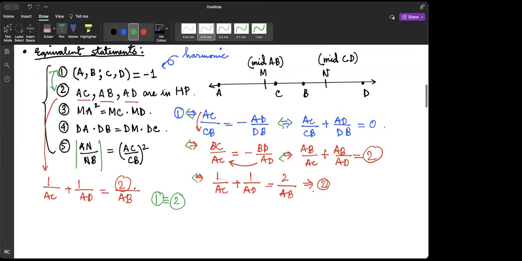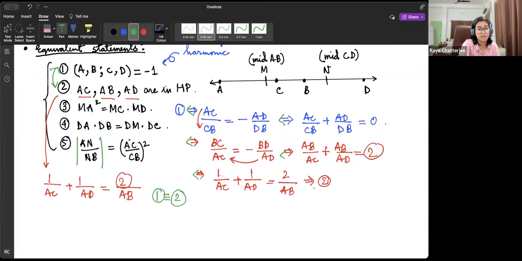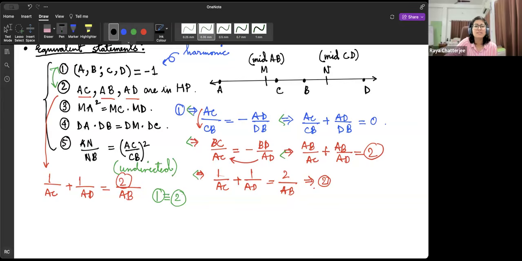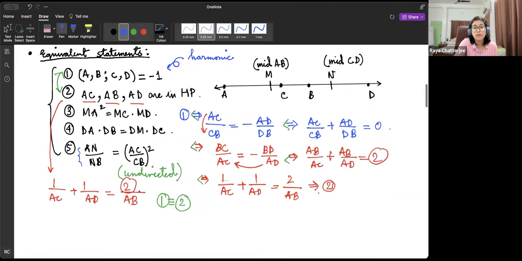Or don't even take the modulus, just say undirected. It is not necessary for AN by NB to be negative, so just take it to be undirected. I'm just talking about the length here, just the magnitude of the lengths. Good point, by the way.